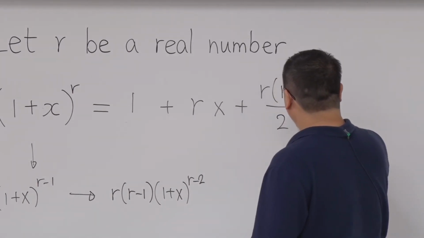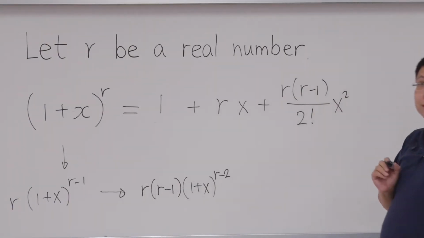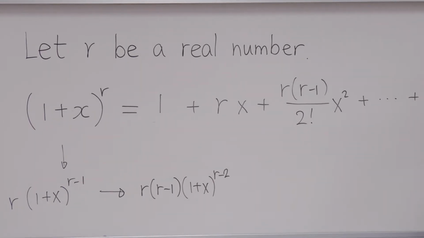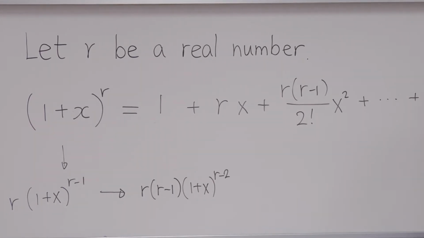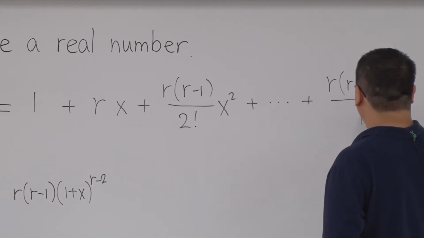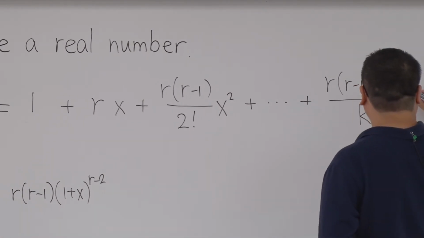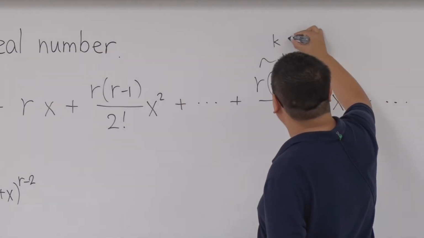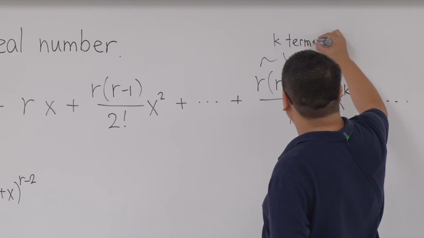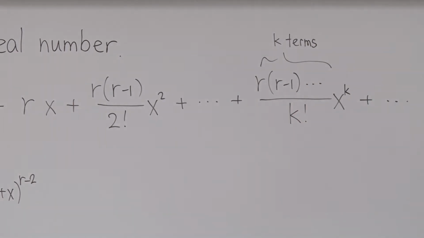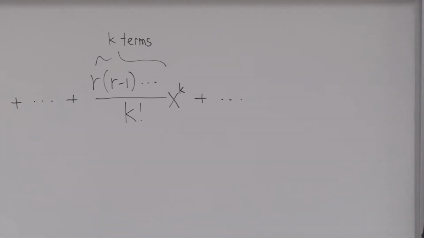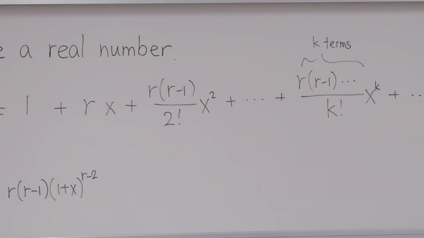divided by 2 factorial x squared. Is that okay? And in general, if it is the kth term, you get r times r minus 1 and so on, divided by k factorial x to the power k. And then altogether, there are going to be k terms here. Is that okay? So that's it. So this is the so-called generalized binomial theorem.